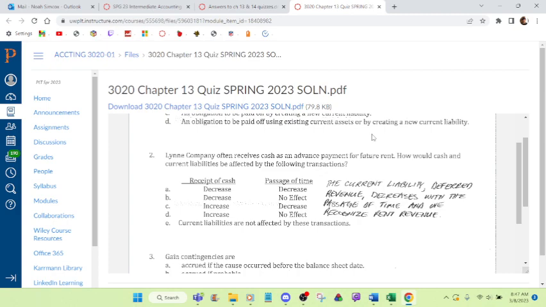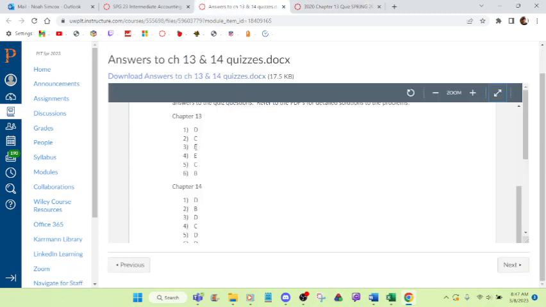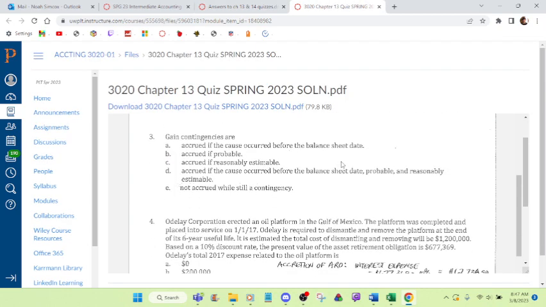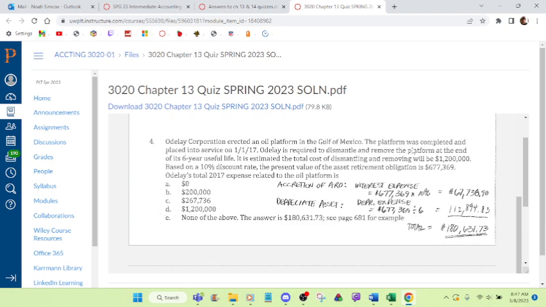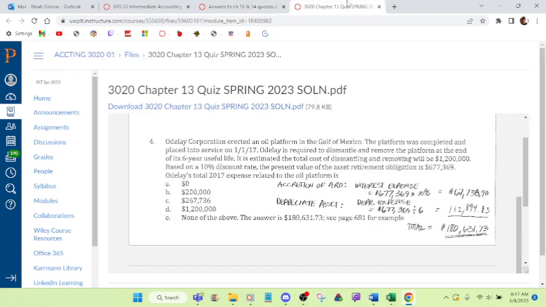Oh, I'm stupid. I read that question totally wrong. 3 is E. Gain contingencies are not accrued while still a contingency. The answer for 4 is E.